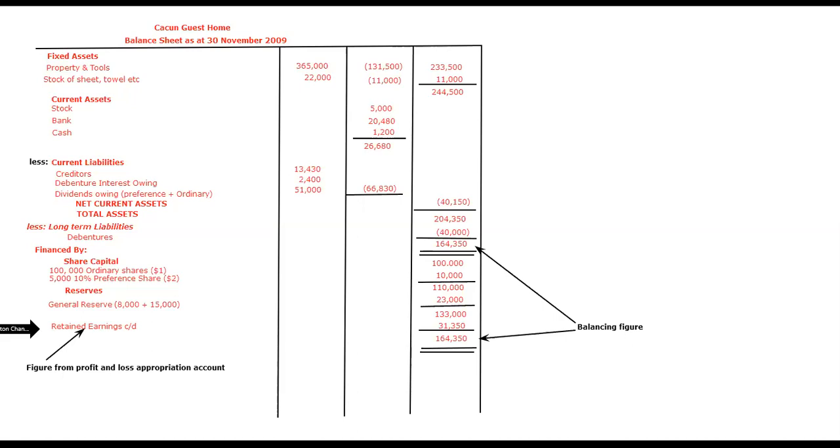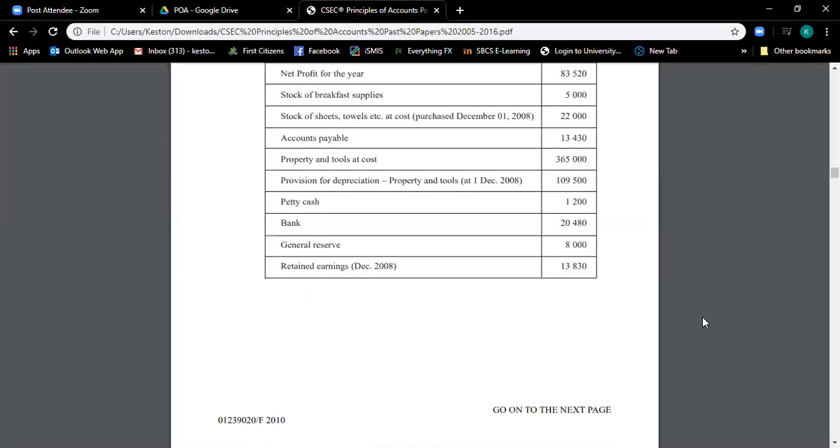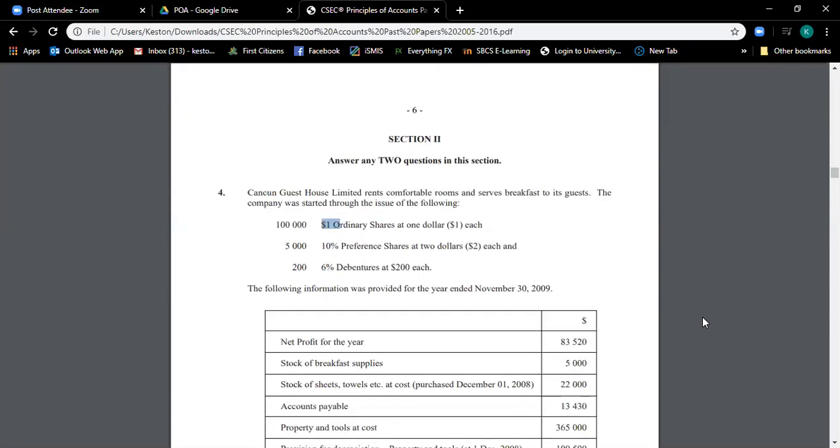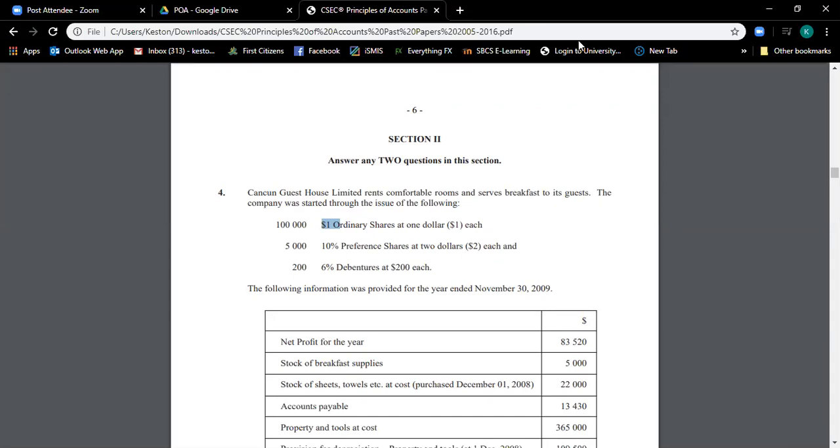This question was May 2010. This was number 4, I believe. Let's just check quickly. Yeah, number 4, May 2010, page 6, section 2. Right, so that was the solution. I hope that was helpful. And we look at some more in the future.